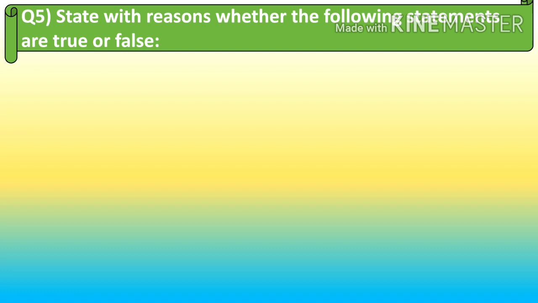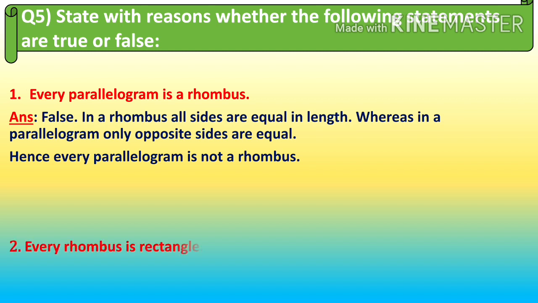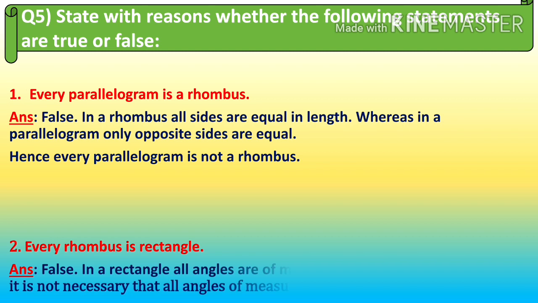Now question number 5, state with reason whether the following statements are true or false. First one is given, every parallelogram is a rhombus. False. In a rhombus, all sides are equal in length, whereas in a parallelogram, opposite sides are only equal. Therefore, we can say this statement is false. Second, every rhombus is a rectangle. False. In a rectangle, all angles are of measure 90 degree, whereas in a rhombus, it is not necessary that all the angles should be of measure 90 degree.